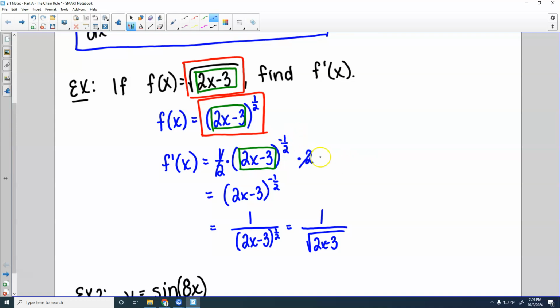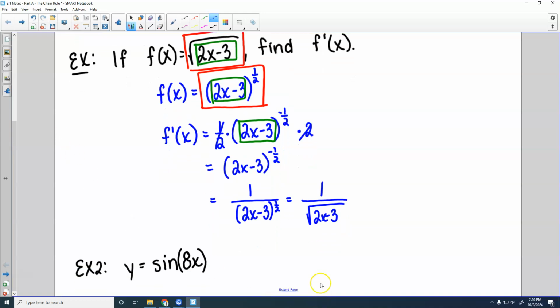You don't have to simplify your derivative. You can stop here. But if they ask you to do something with it in the next step, sometimes it's helpful to simplify it because it gets really long for that. But any of these would be appropriate for your answer. Okay, questions?